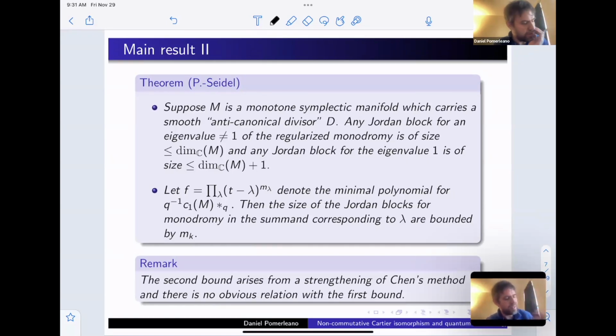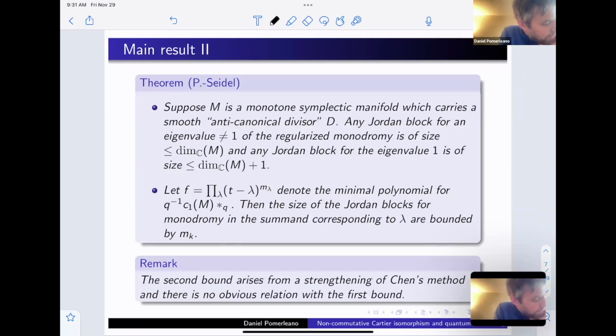And this is sort of, it's not clear whether our method could give dimension m for eigenvalue 1 or not. That's kind of an algebraic question. But that's what our method proves. And then if one strengthens Chen's method, one gets a completely different bound.